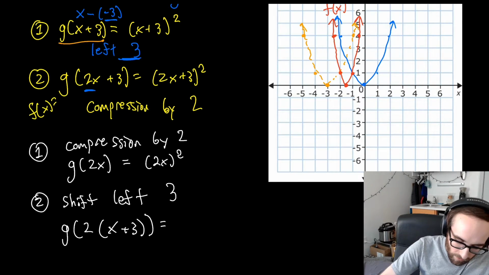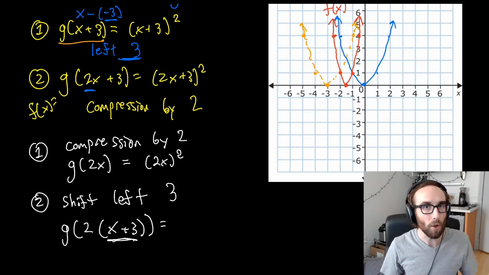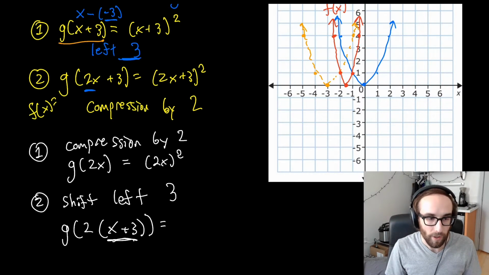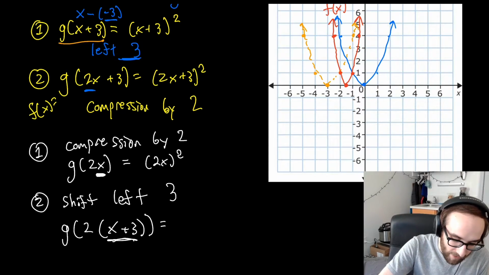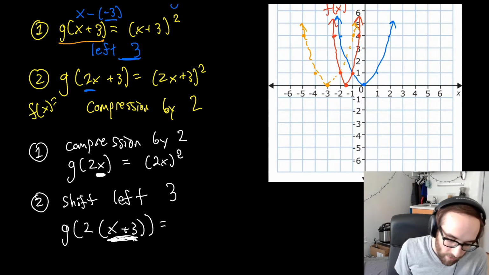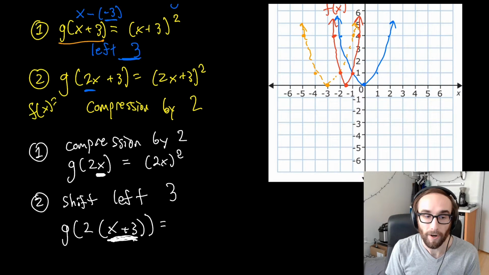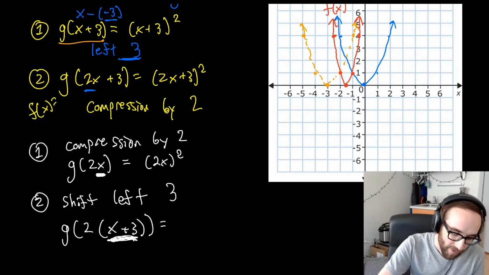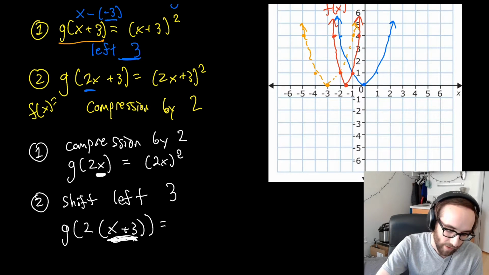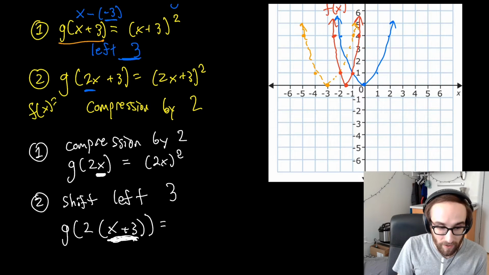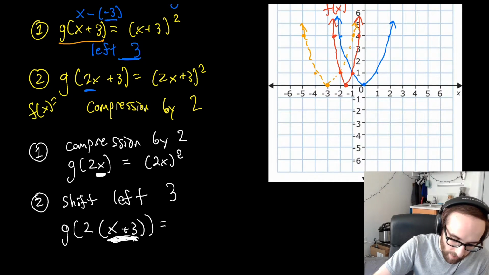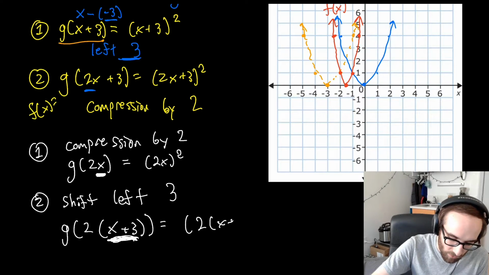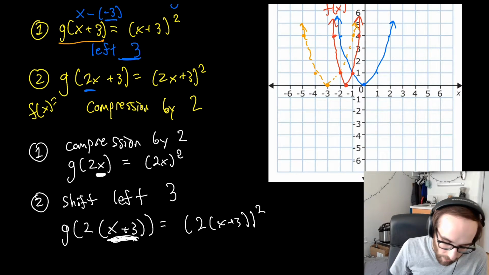So here, the order matters because we've already multiplied by 2. If we've already multiplied by 2 and we change the input, we need to change the entire x that we have left over. So when we shift left 3, we're adding 3 to x, or subtracting -3, and we need to replace this entire x by x plus 3. So here we actually end up with a function that's different than f of x. We have 2 times (x plus 3) squared.